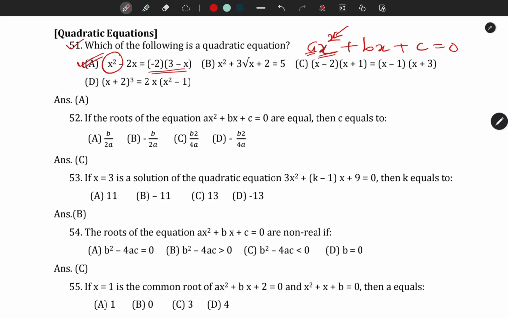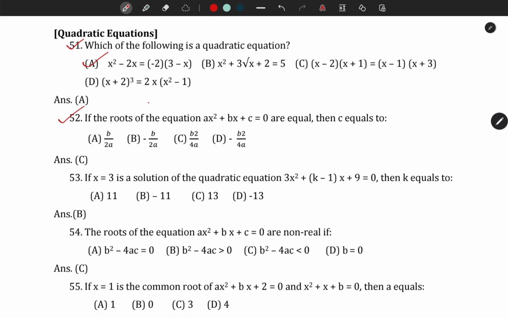Option B, though the highest power is 2, is not in this form. It's not bx, we have a root x, so it's not a quadratic equation. Third one is not a quadratic equation because when you multiply x into x, we'll get x square, and in the right hand side also, if you multiply x into x, we'll get x square. The x squared terms will cancel out and the degree will be 1, so it won't be a quadratic equation. In this case, if you expand this, the first term will be x cubed, then we will also get 2x cubed on the other side, but they will not cancel, so the degree will be 3, so it's not a quadratic equation. So option A is correct.